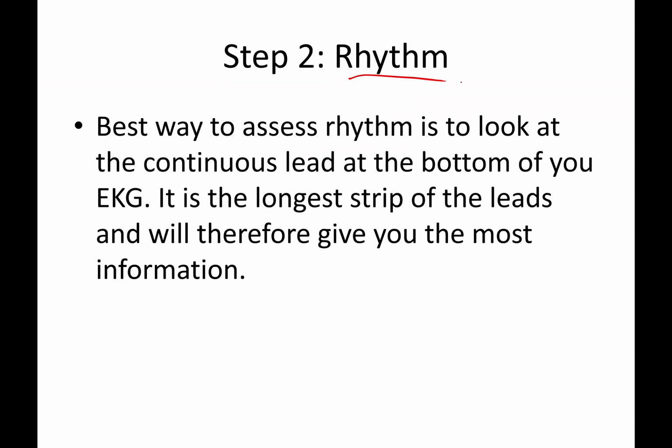Next step's rhythm. Again, this is basic arrhythmia type stuff. Please use the 2 lead that's at the bottom of the 12 lead EKG. That'll be your best bet to go through there and figure out if it's a fib or flutter. Decide if they're PVCs versus PACs, stuff like that. So your rhythm, you're going to determine fib, flutter, junctional, all that kind of stuff based on that long strip at the bottom.